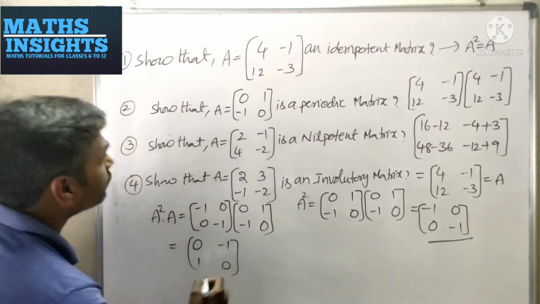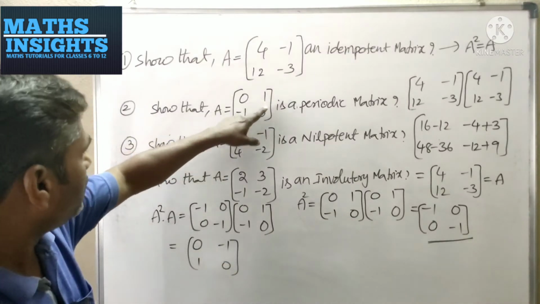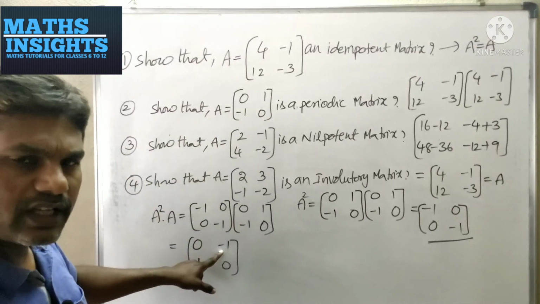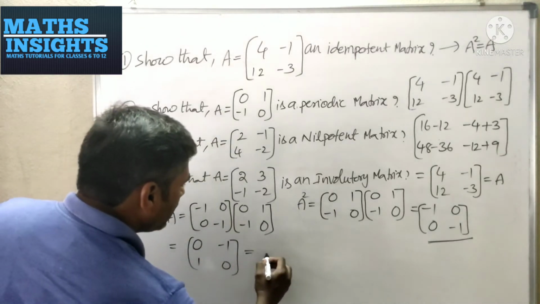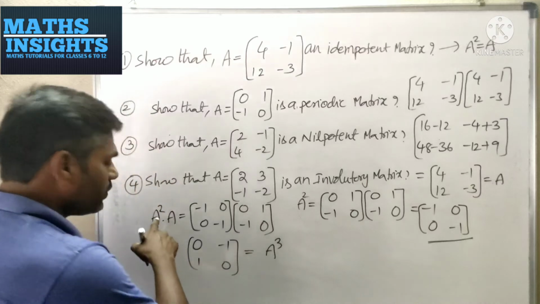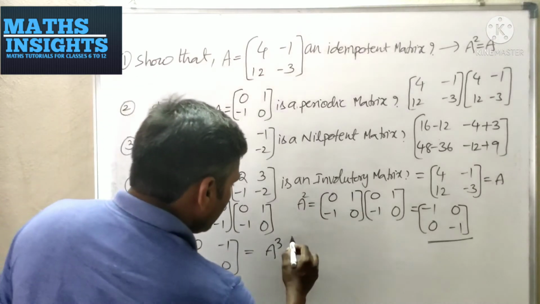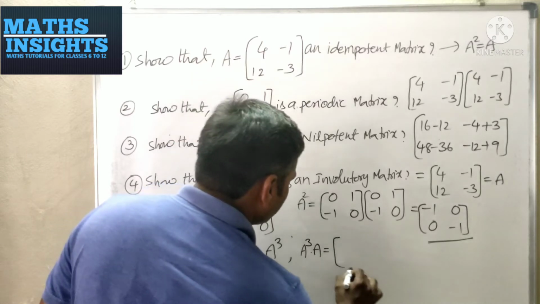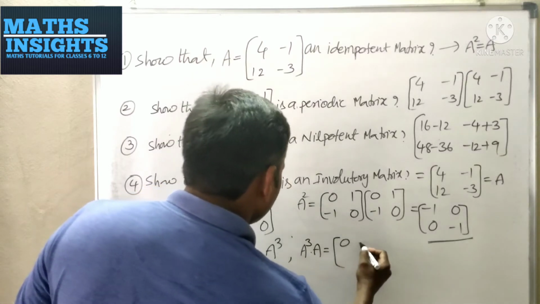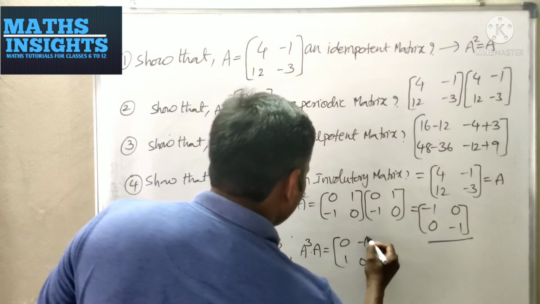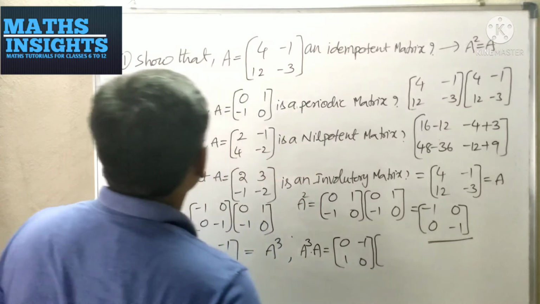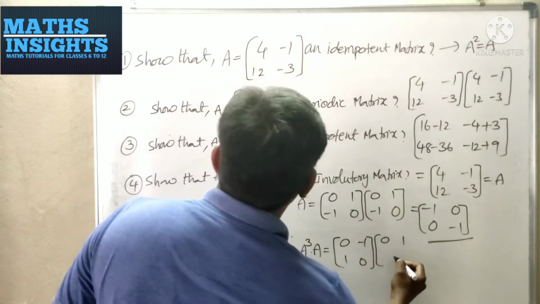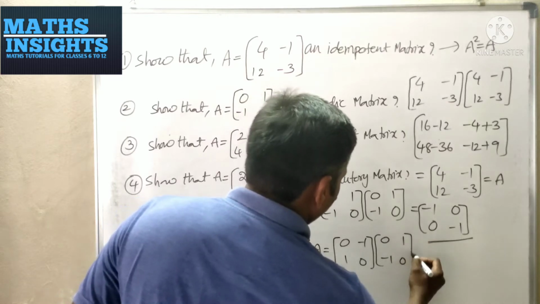Second row, second column: 0 into 1, 0, plus minus 1 into 0, 0. Have you got A? What is A? In this case [0, 1; -1, 0]. No, you didn't get it, so you have to do it again. A square into A is A cube. Again I am doing A cube into A. What is A cube? [0, -1; 1, 0] into A. What is A here? [0, 1; -1, 0].